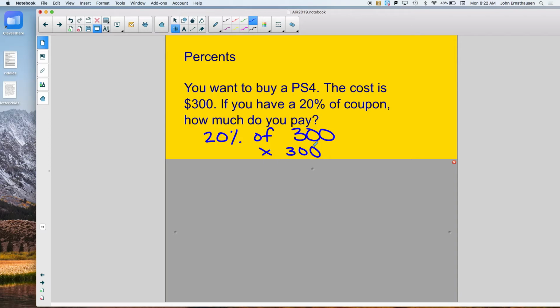We turn it into a decimal. You multiply this. You get $60. Sweet. Is that how much the PlayStation costs? $60? Because that's a pretty good deal. I would buy it. No, I wouldn't. Somebody would buy it and resell it on eBay.